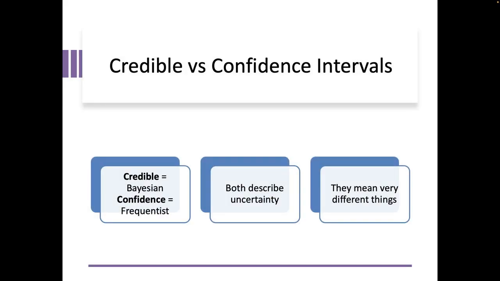Okay, now it's time to clarify one of the most misunderstood topics in statistics: credible intervals versus confidence intervals. Both describe uncertainty, but they come from very different schools of thought. A credible interval is Bayesian, whereas a confidence interval is frequentist. They may sound similar, but they mean very different things.